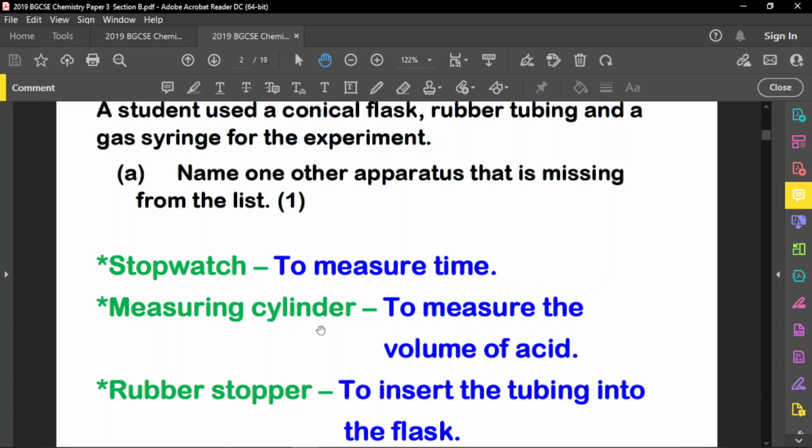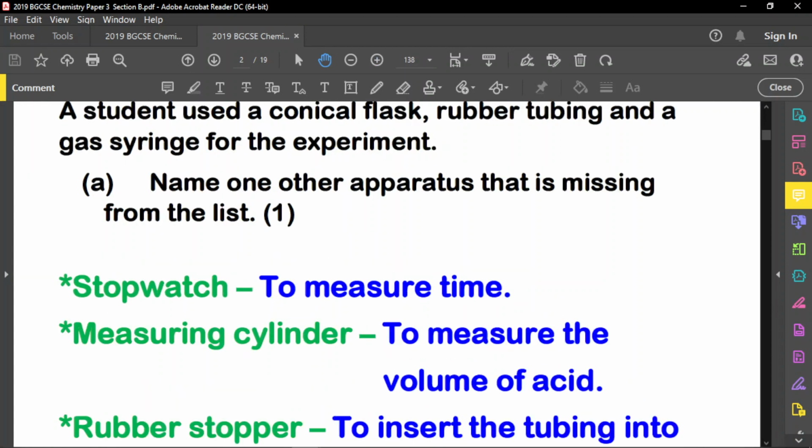All right. You also need a measuring cylinder to measure the volume of the acid. That was not mentioned there as well. I need a rubber stopper, and the rubber stopper is to insert the rubber tubing into the flask. And so what I'm going to do is show you how this is set up so you get an understanding of exactly what I'm talking about. So let's go to that right now.